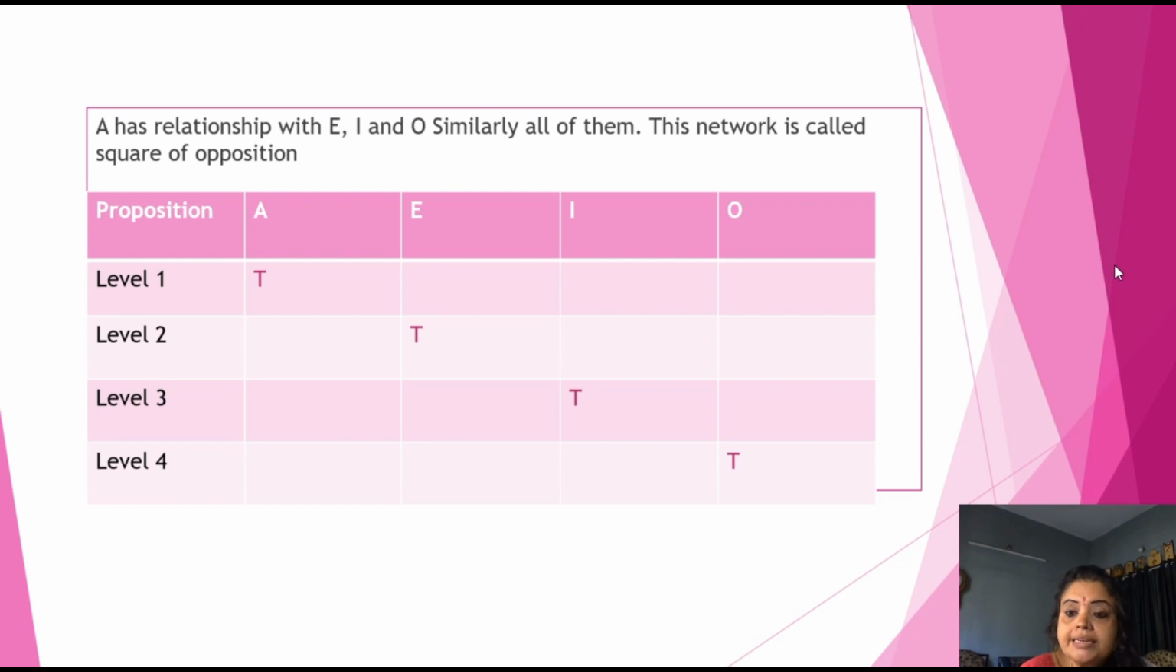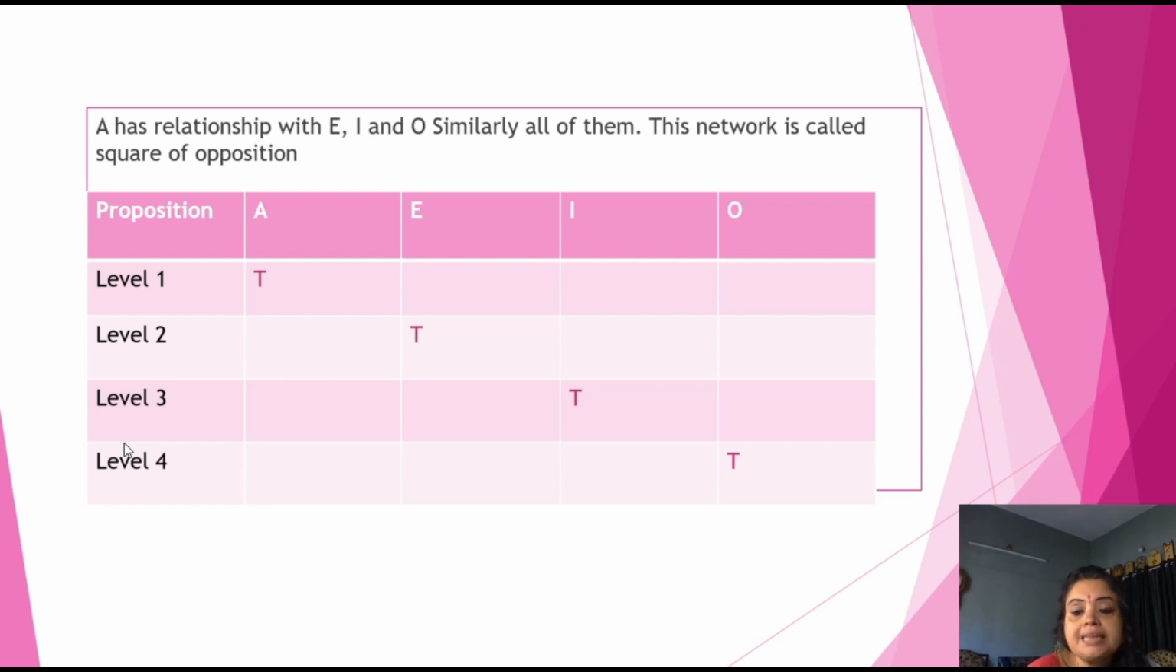Now, a basic question that comes for logical reasoning is called the square of opposition. So let us see what the square of opposition is. We have already stated that we have A, E, I and O. A is universal positive, E is universal negative, I is particular positive and particular negative is O. So we just write A, E, I and O in column format, and here we label the propositions 1, 2, 3 and 4.